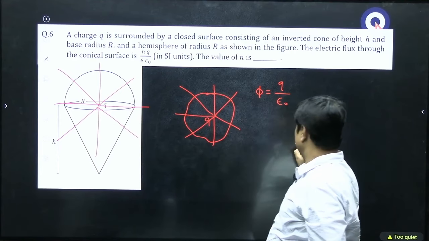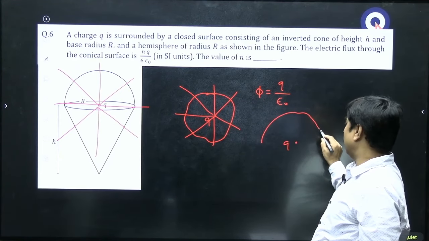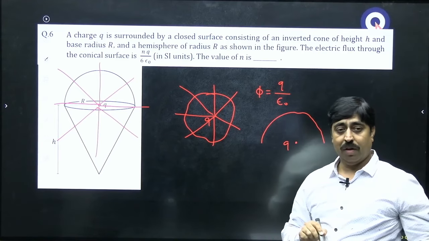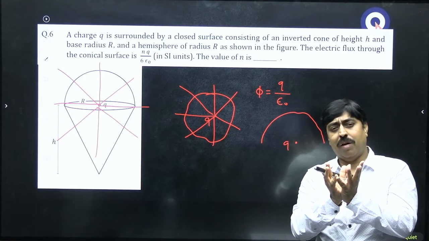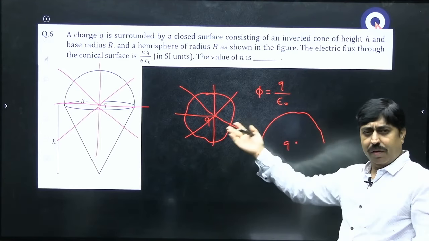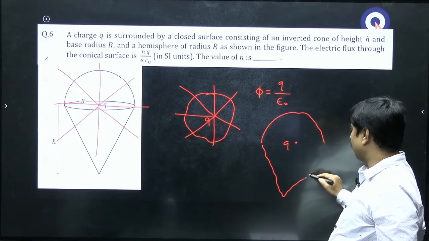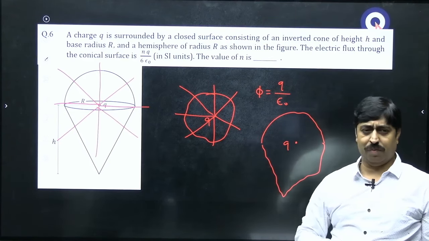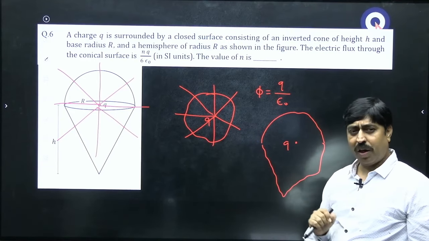This is a point charge and I have enclosed the upper half space. I mean 2 pi steradian solid angle has been covered by some sort of shape here. It is a hemisphere, and the remaining 2 pi steradian has been covered by some other shape of surface. Here it is a perfect cone, does not matter.